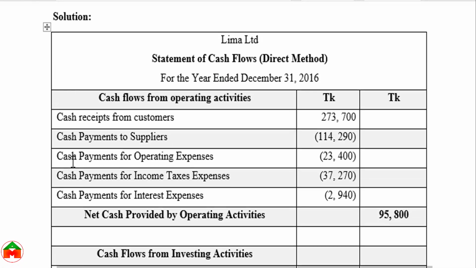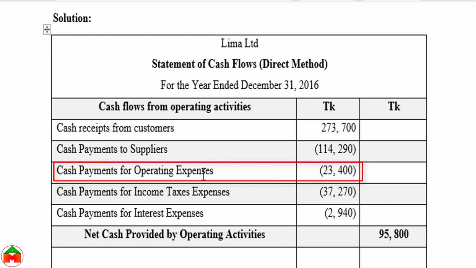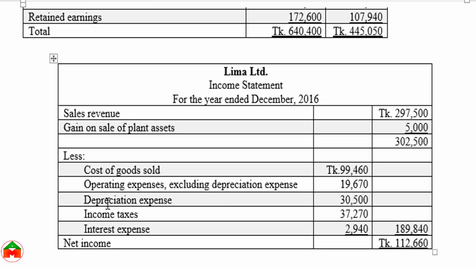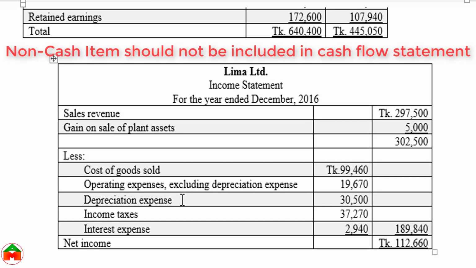So here we can see we have written cash payments for operating expenses. The amount is an outflow amount, that's why we have written it in bracket. So the amount is 23,400. So this is another outflow, cash payments for operating expenses. So from the question in the income statement we can see there are other expenses. Depreciation expense 30,500. This is a non-cash item. We will not include this non-cash item in the cash flow statement. Non-cash items should be avoided.